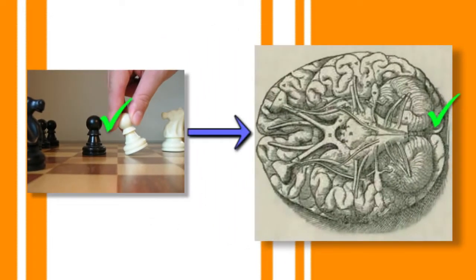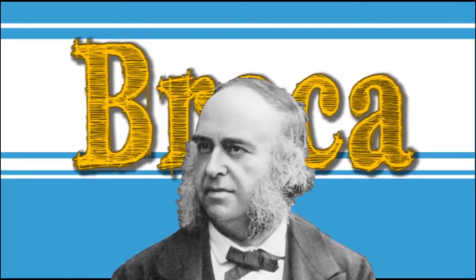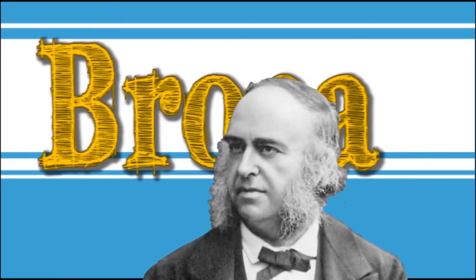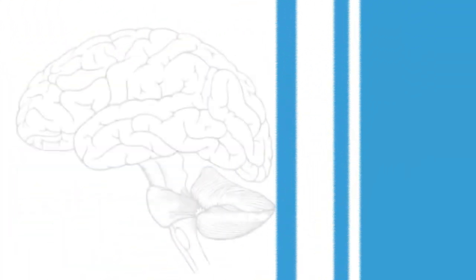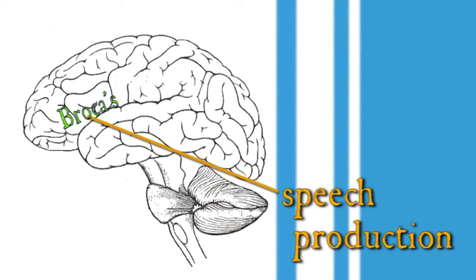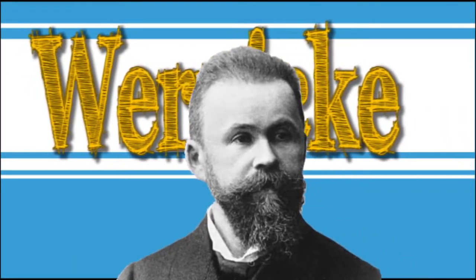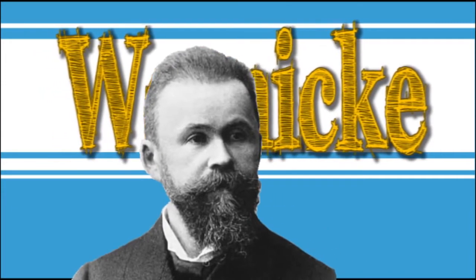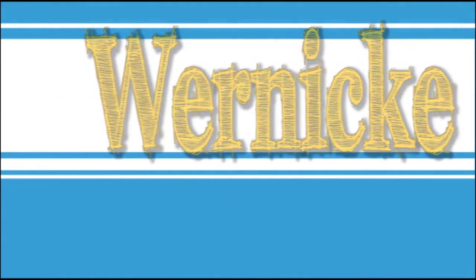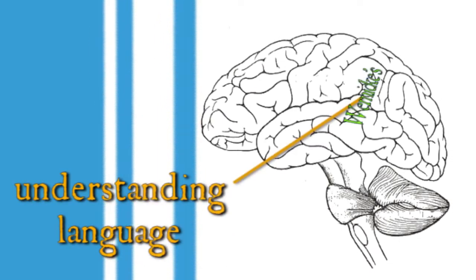In 1861, a French surgeon named Paul Broca began to study the brains of aphasiacs and hunted down just such a region apparently crucial for speech production, a region we today call Broca's area. Inspired by Broca's findings, a German doctor and anatomist, Karl Wernicke, went and found another such region, this one linked to linguistic understanding. As you might have guessed, that region is called Wernicke's area.